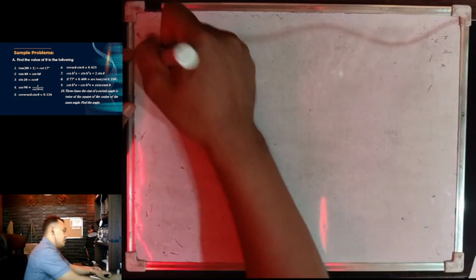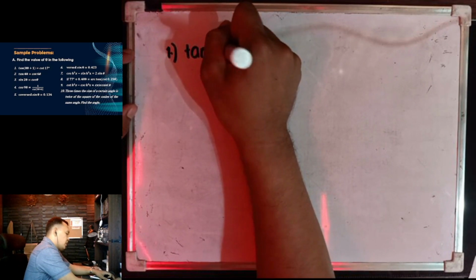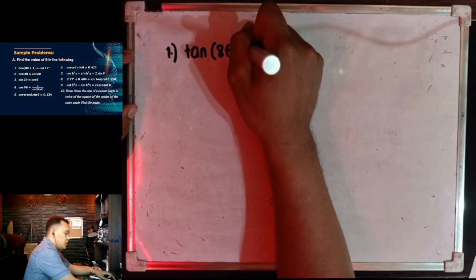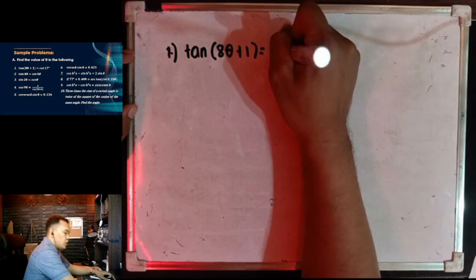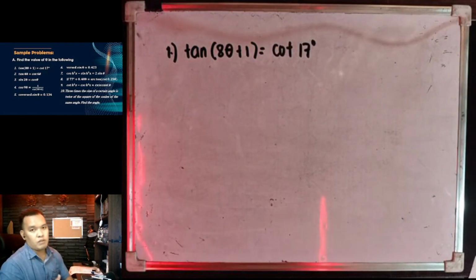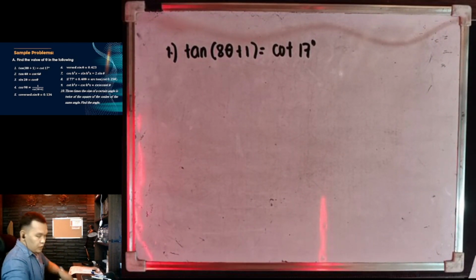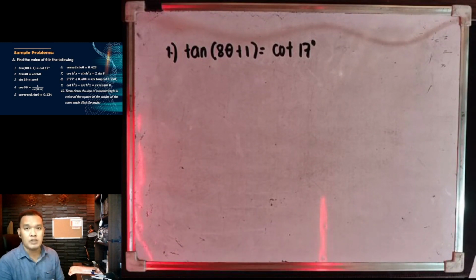Tangent 8 theta plus 1 is equivalent to cotangent 17 degrees. So, sa mga ganyang problem, for example, hindi nyo alam yung identities, so we could use the calculator to solve the problem, no? Ilagay nyo lang yan sa calculator at lalabas din po yung sagot.